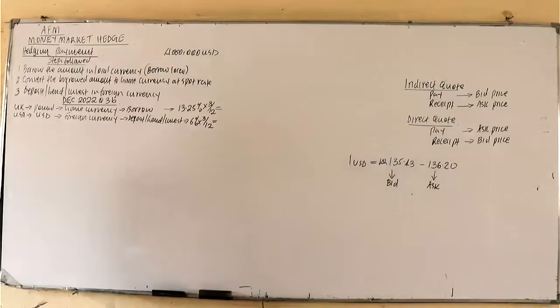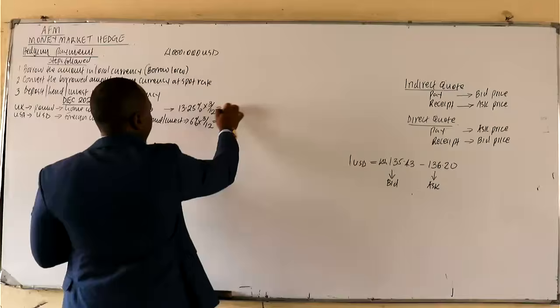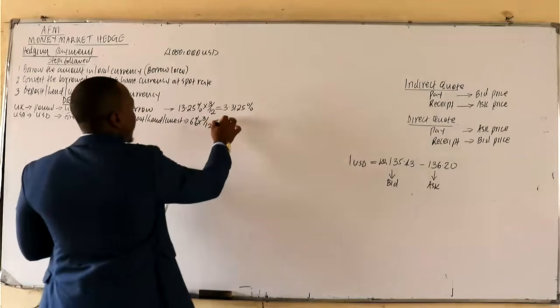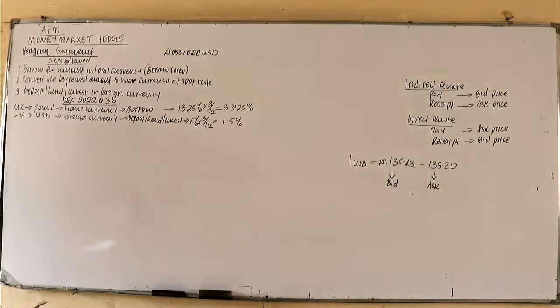So now compute that. So here we get 3.3125%. Here we have 1.5%. So now that's the borrowing and the deposit rate for 3 months period. Good.